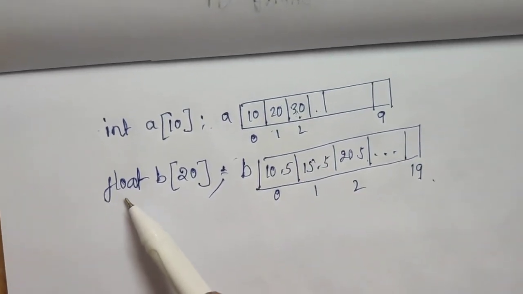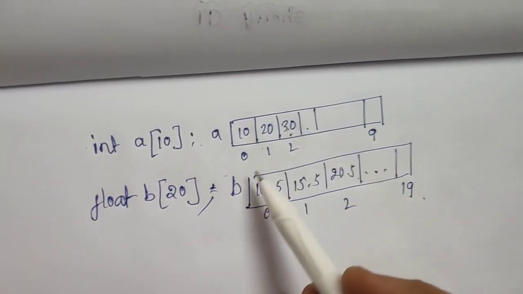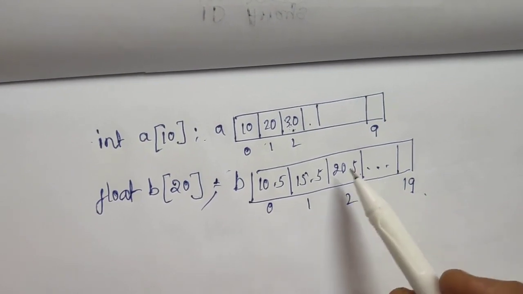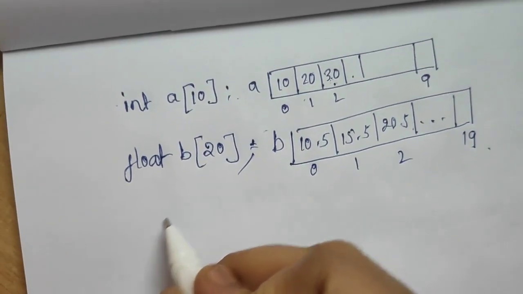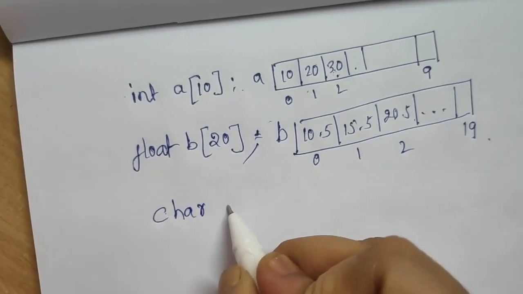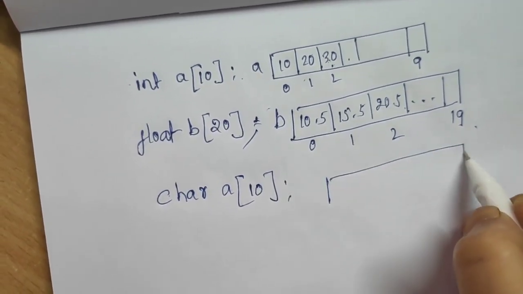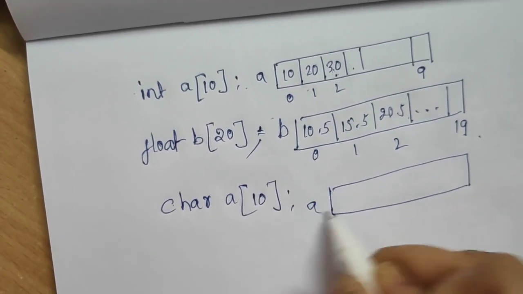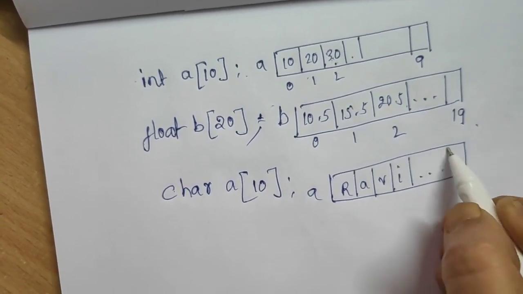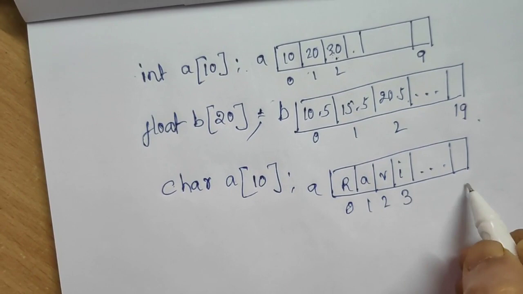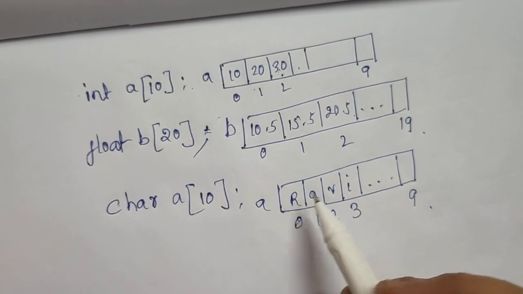Now for example, if we take float b of 20, so here by the end of 20.5 there are no more elements, so the compiler will understand that there are 3 elements in this floating point array. In the same way, let us take char a of 10. I will write here R A V I, and the last index is 9. Now let us see what happens here.